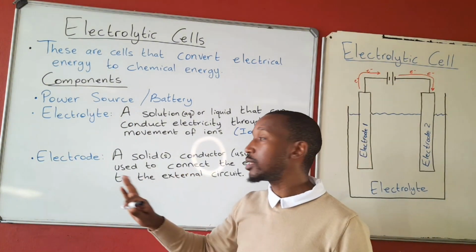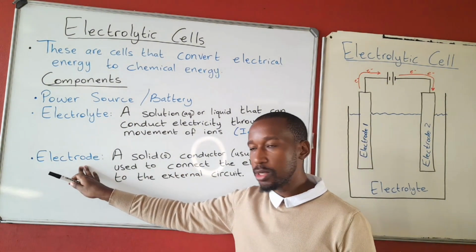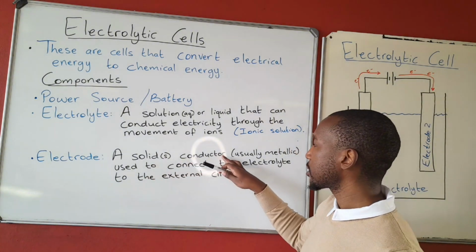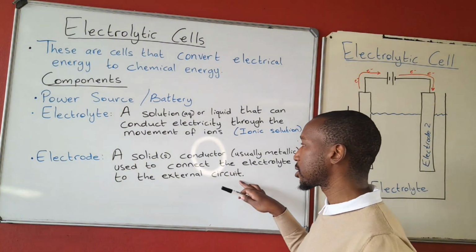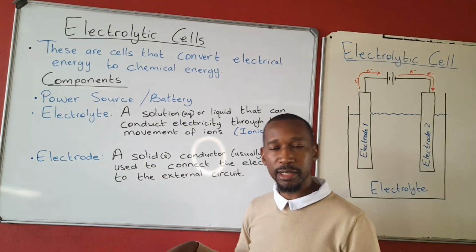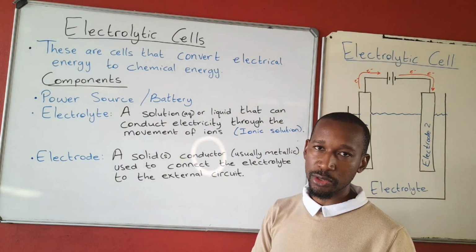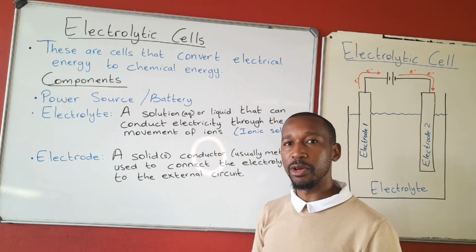Then we are going to need an electrode or electrodes. These are solid conductors that are used to connect the electrolyte to the external circuit. The external circuit being the wires and the battery or power source. So that is pretty much what we are going to be looking at.